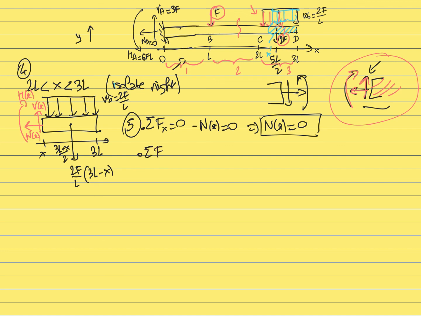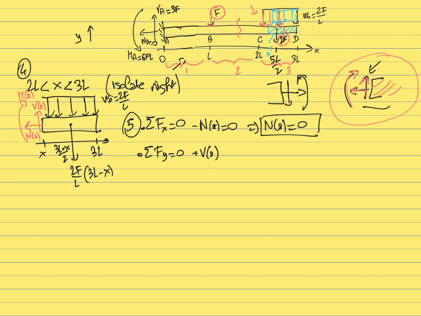Let's consider what's happening along the y-axis. So what do we have? We have V of x, the internal shear. Now the internal shear is pointing up, so it has a positive projection. Again, the sign convention that we use for the internal shear tells us, depending on whether we isolate the left or the right, whether we need to draw it pointing downward or upward.